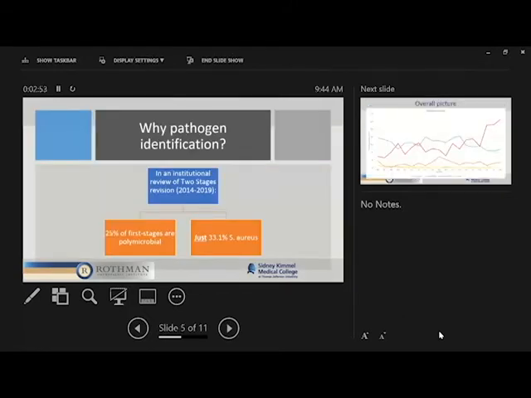So what we did is we tried to understand this in our home institutional database at Rothman. We did a review of all the two-stage revisions coming from patients that had just a primary, so no history of previous infection, no history of bacteremia, no history of revision for a septic reason, just a primary, then developed infection, and were treated with a two-stage. What happened is that 25% of first stages were polymicrobial, and overall, only 33%, so one third of all patients, had Staph aureus as the infective organism. So again, to highlight that Staph aureus is no longer the only organism.